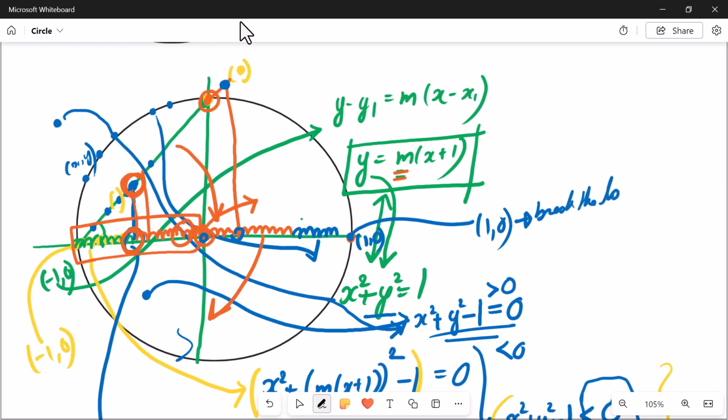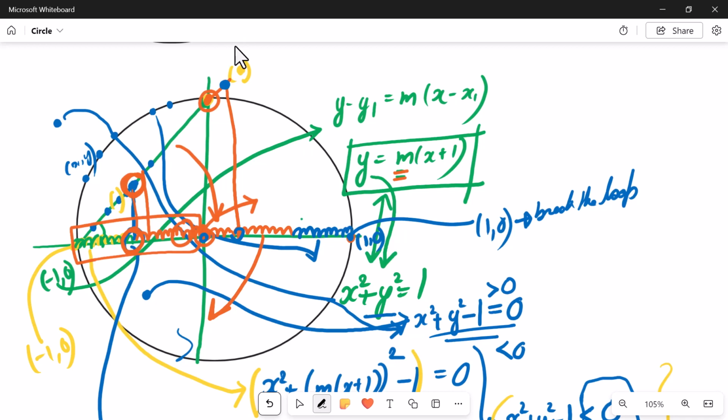So the incrementation loop will break at 2 points. If this particular equation spits out a positive value, that is if the point gets outside the periphery of the circle, then this loop, the incrementation loop, will break. And the other breaking point of the loop is when the incrementation itself gets out of the periphery of the circle.